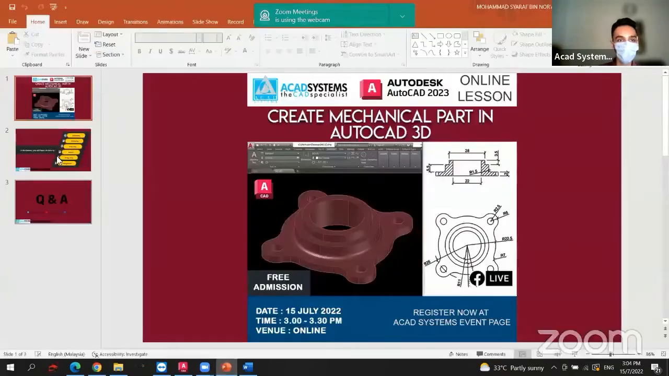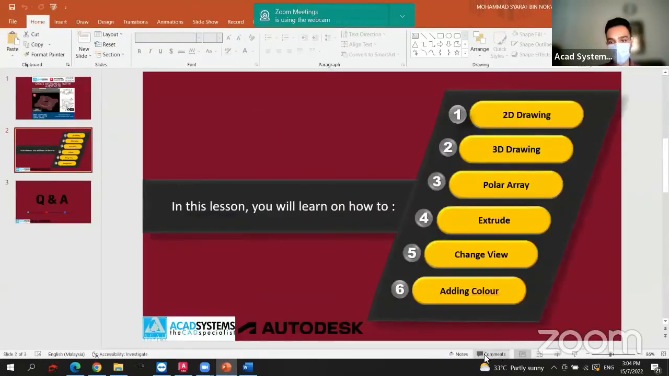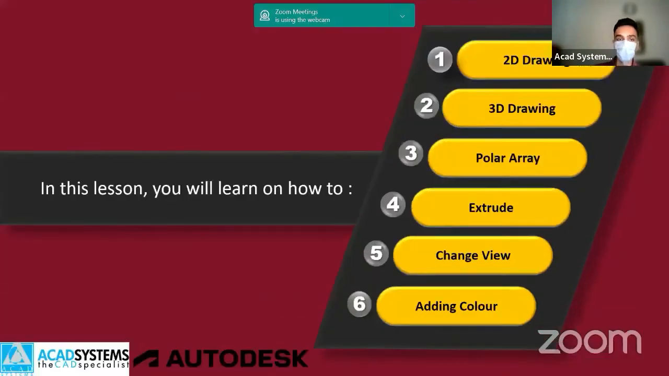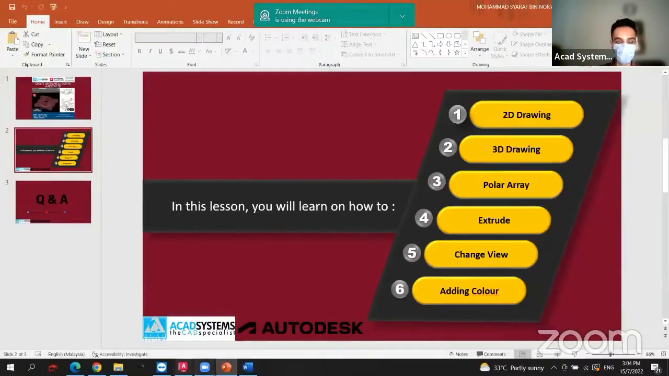So we go to the chapter. In this lesson, we learn how to create a 2D drawing first, second, create a 3D drawing, third, polar array, fourth is extrude, fifth is change view, sixth, adding color, and more. Let's start the lesson.